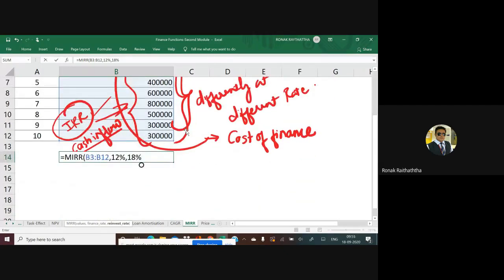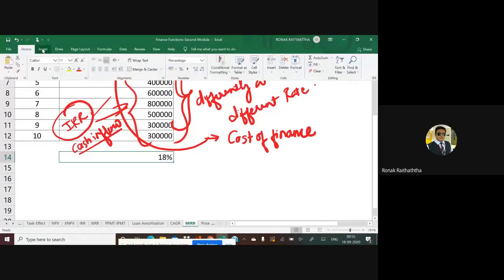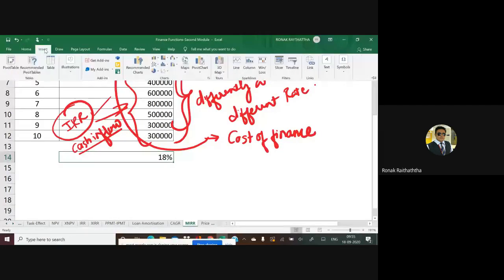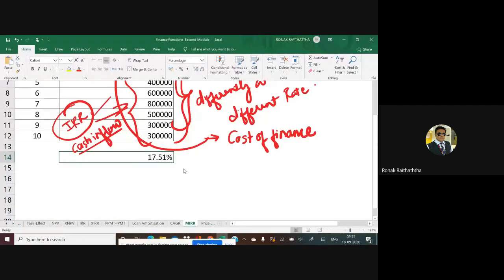So that means we are taking two rates to give the effect to the cash outflows and cash inflows. Cash outflows will be treated at 12%. Cash inflows will be treated with 18%. For both of them, we have a different treatment. Closing the bracket, pressing enter, we are getting 18% over here. And if I increase the decimals a bit from here, then 17.51% is the exact answer I am getting. And beta, 18% and 17.51% makes a huge difference, huh? Please put it in the back of your mind.